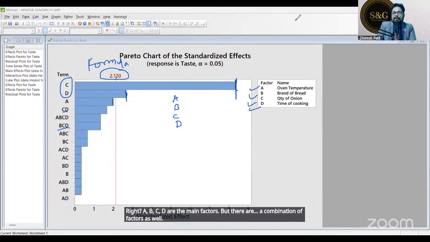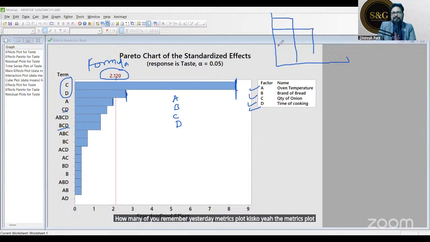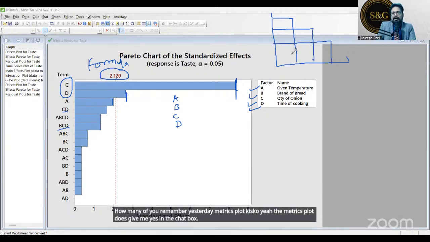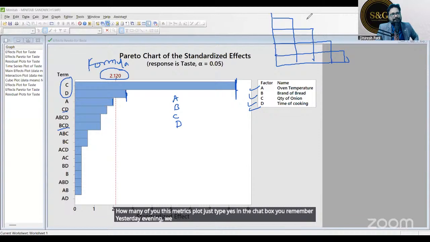How many of you remember yesterday's matrix plot? Who remembers the matrix plot? Just give me yes in the chat box. You remember yesterday evening we did matrix plots like this?